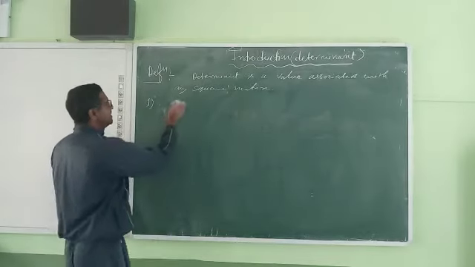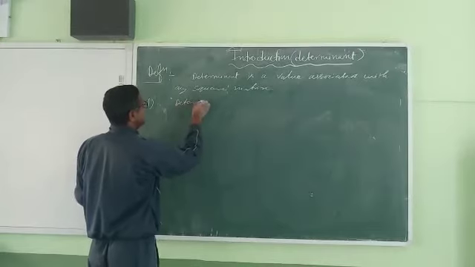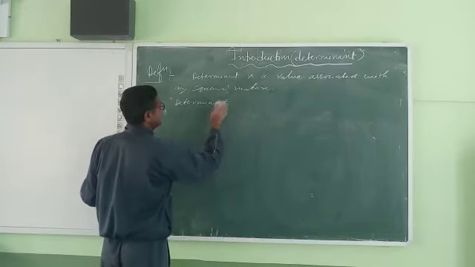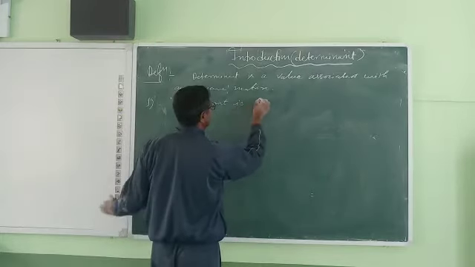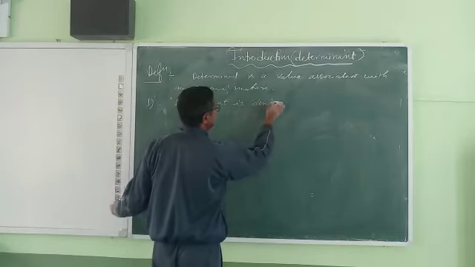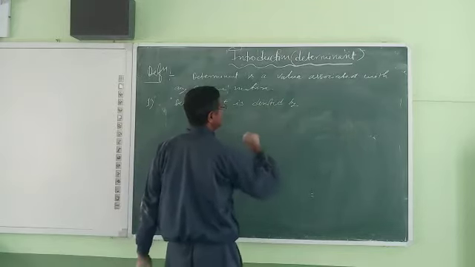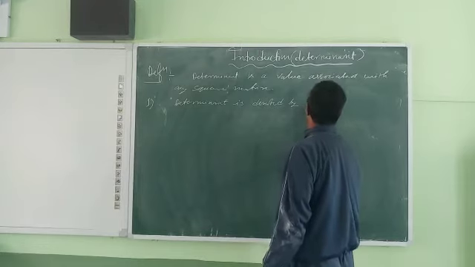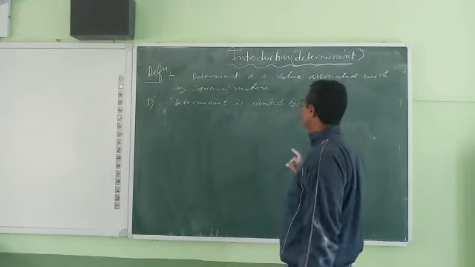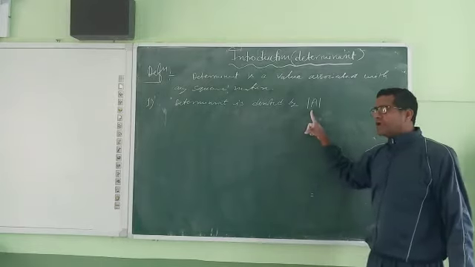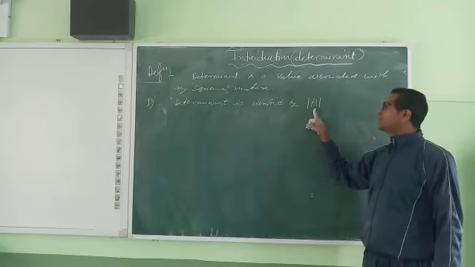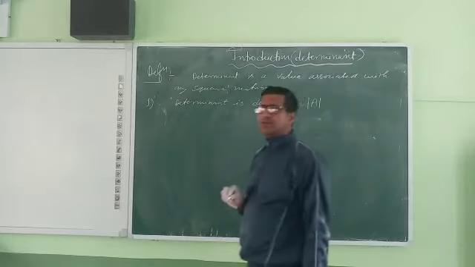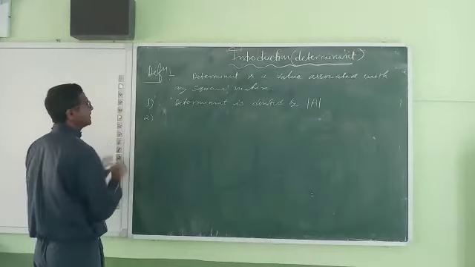Okay, determinant is denoted by the sign determinant of A. You will not read it as the absolute value of A. You will read as determinant of A. Point number 2. Okay.